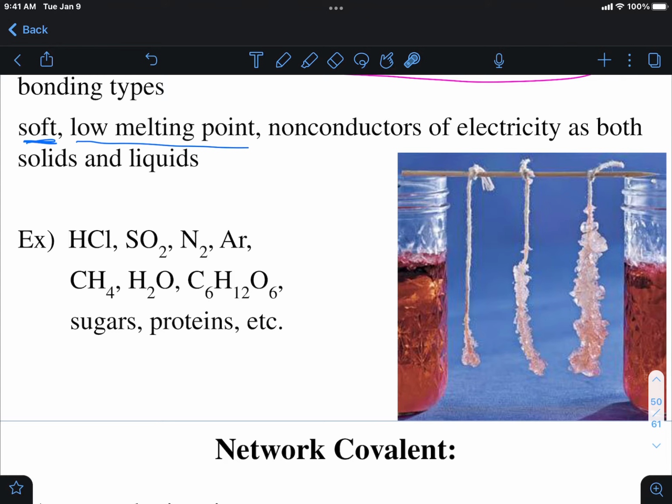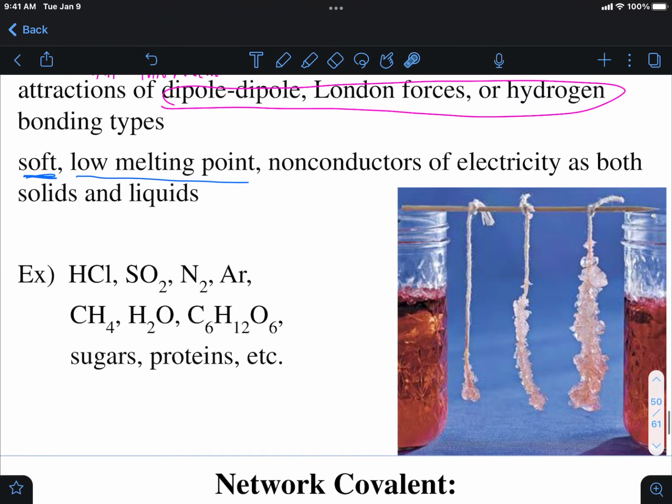Okay, so how do you recognize something if it's molecular? Well, they're made up of all nonmetals, right? The formula's all nonmetals. Means it's molecular and covalently bonded.